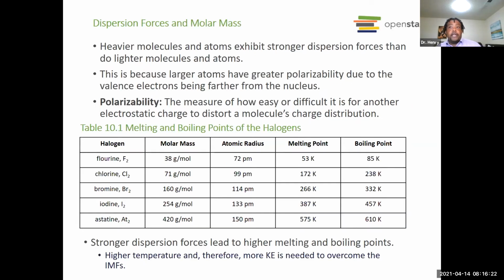Now, we also know that these forces, the IMFs, are going to affect how things behave. They're going to affect our melting points and our boiling points. So depending on the forces that are involved, that's going to have a major effect in terms of how things are going to melt and boil. Okay. If we think about when we had our water, you guys remember the water experiment? What were some of the data results that you got when you compared the Epsom salt to salt?